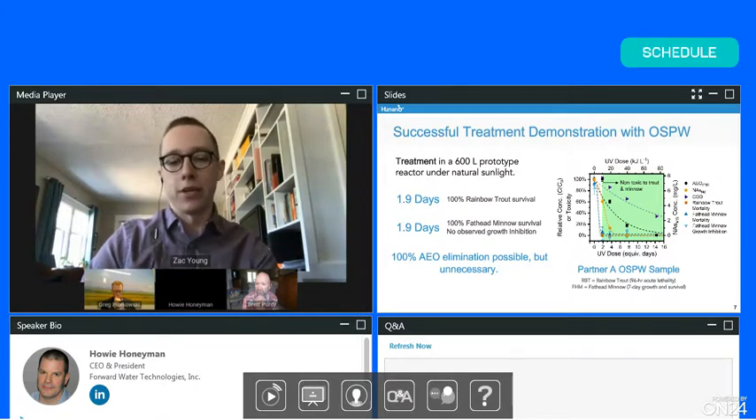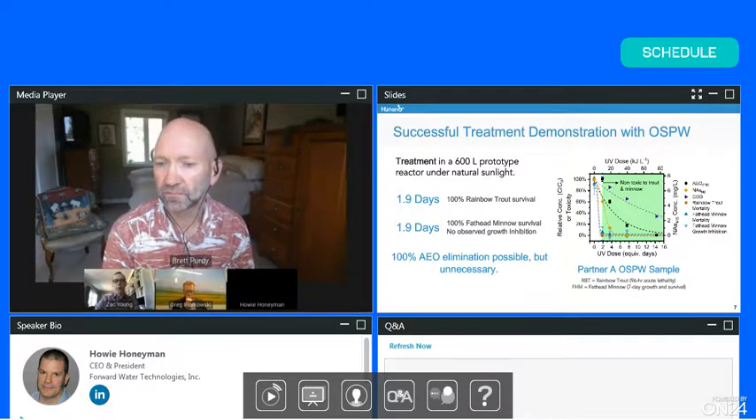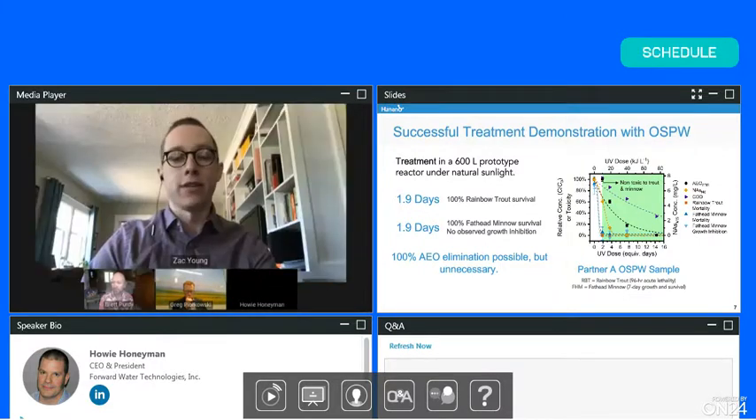And this is where we were able to demonstrate that under a couple days of sunlight, which conveniently in an area where we were is quite similar to the typical sunlight exposure and intensity in Alberta as well, we were able to eliminate measured toxicity on rainbow trout and fathead minnow bioassays, which are 2 of the standard assays used for evaluating water quality.